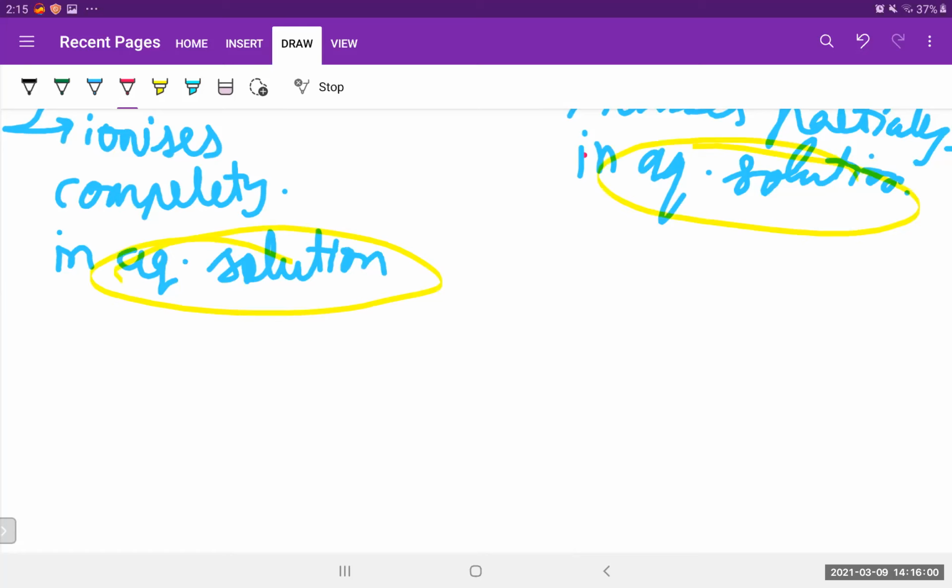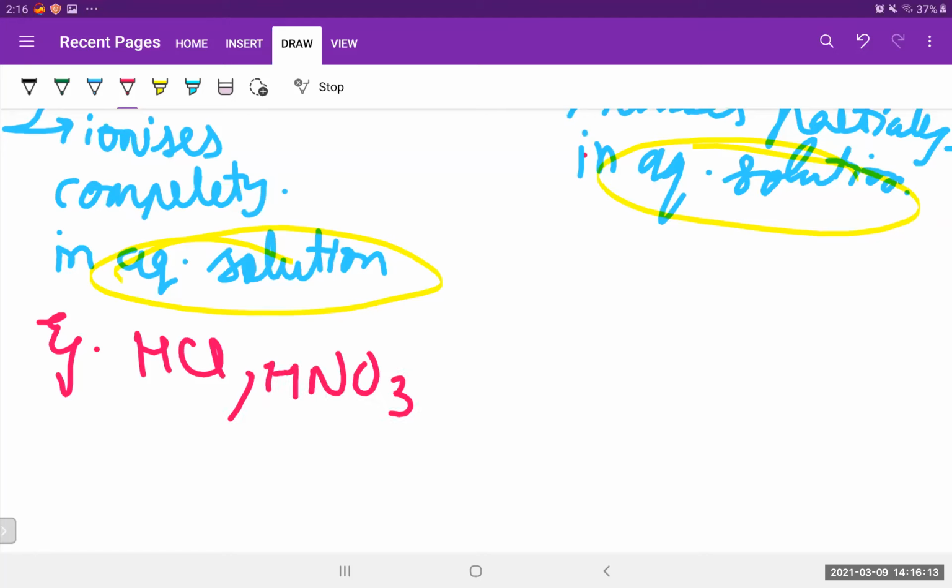So now again, some examples of both of these. Examples of strong ones can be HCl. HCl is very strong, it ionizes completely. HNO3 can ionize completely. H2SO4, H2 will go somewhere else, SO4 will go somewhere else, completely ionized. But in this, the examples are different.